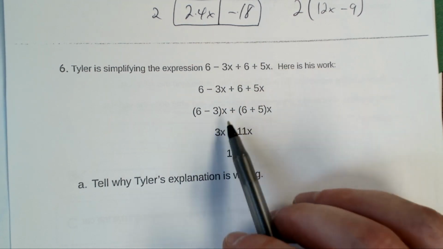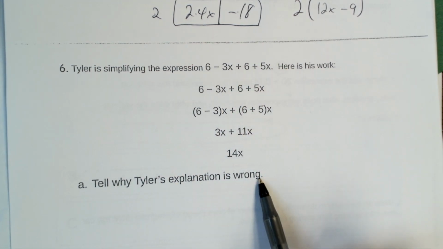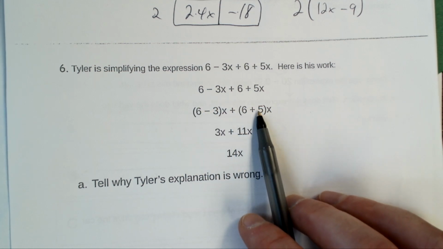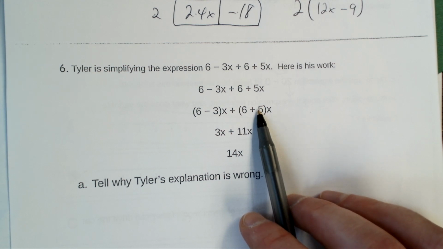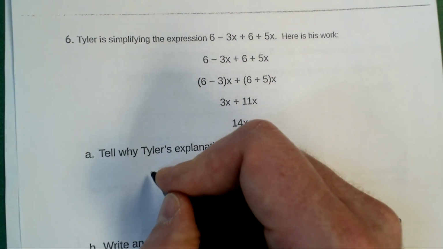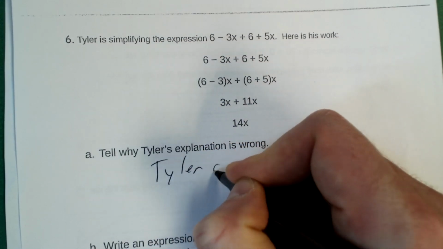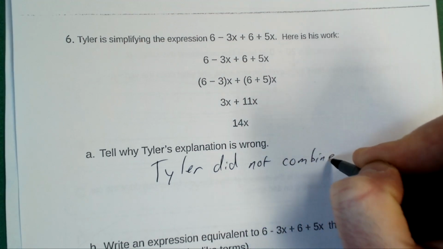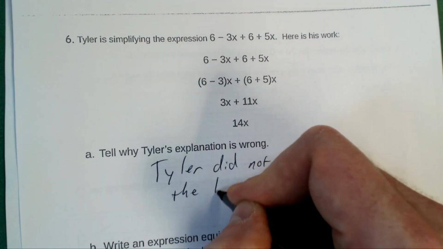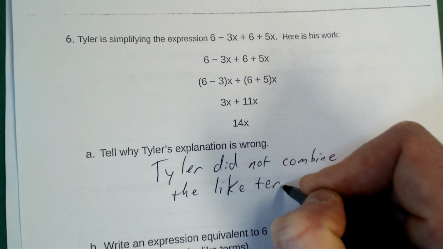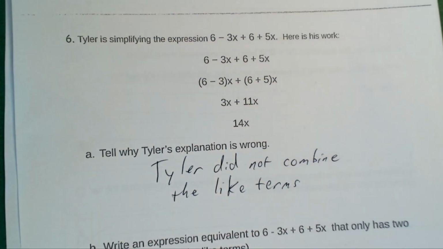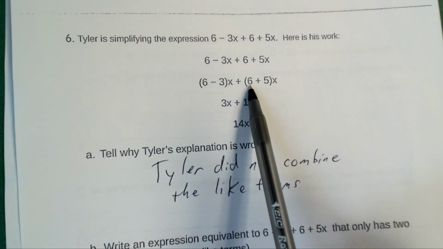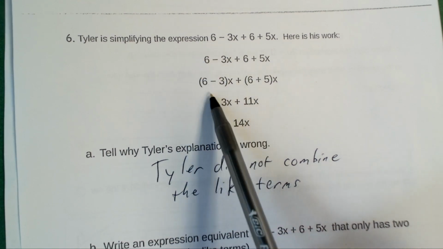Number 6, Tyler is simplifying the expression 6 minus 3x plus 6 plus 5x. Here's his work, and they ask you to show your work. Tell why Tyler's explanation is wrong. Well, look what he tries to do here. He tries to put something in parentheses. It just doesn't make any sense. What you have to do here is combine the like terms. So, tell why he's wrong. Tyler did not combine the like terms. Pretty simple. He tried to do something with multiplication in parentheses. That's not going to work because only this has an x. This doesn't have an x. Same thing here. This has an x, but this one doesn't.